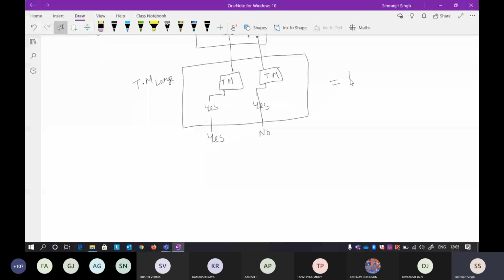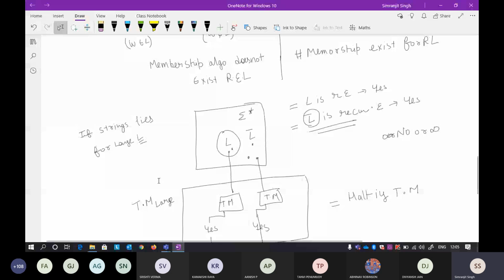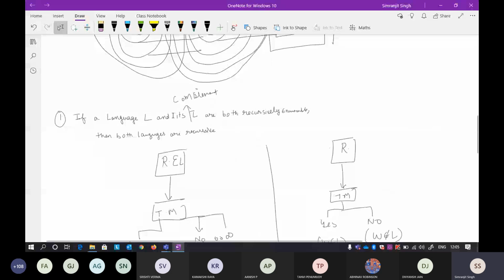So that is why it's very important to understand this statement. It's a very important theorem. That is why I am also giving you the proof, that this is how you can prove that if a particular language L and its complement L dash are both recursively enumerable, then both languages are recursive.